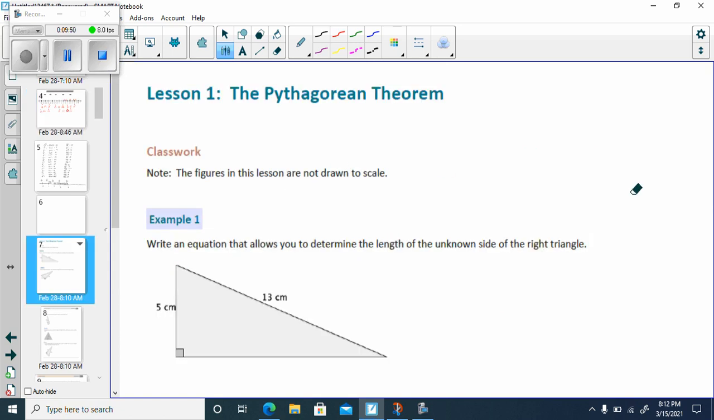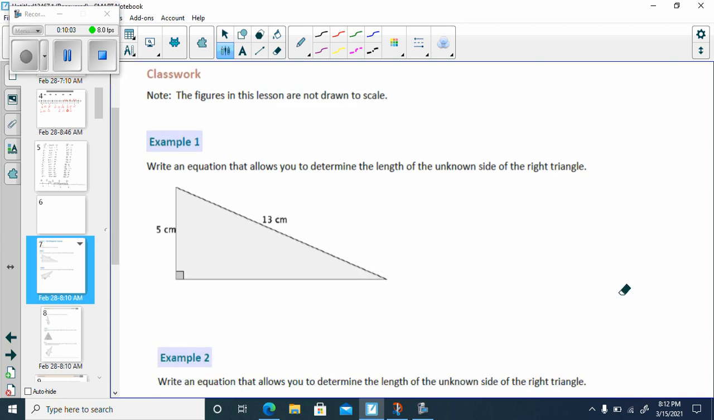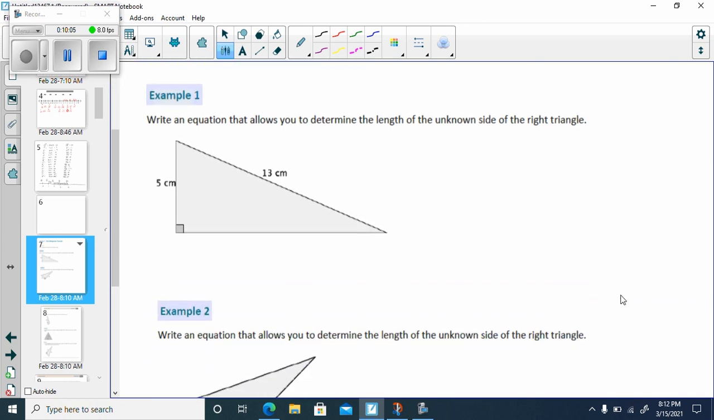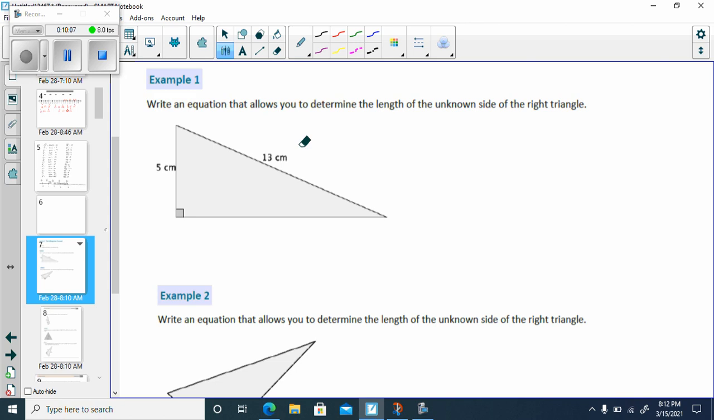Now let's start in the workbook. Let's use Pythagorean Theorem, and we are going to use our square roots here. We're going to estimate about the size of some of these values. Write an equation that allows you to determine the length of the unknown side of the right triangle. We're going to actually solve it without a calculator even.